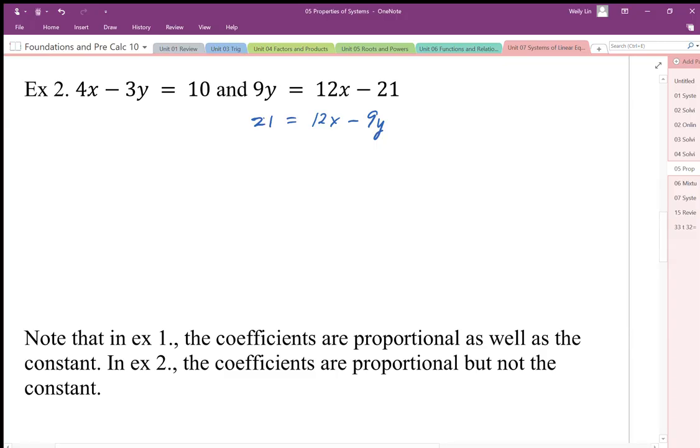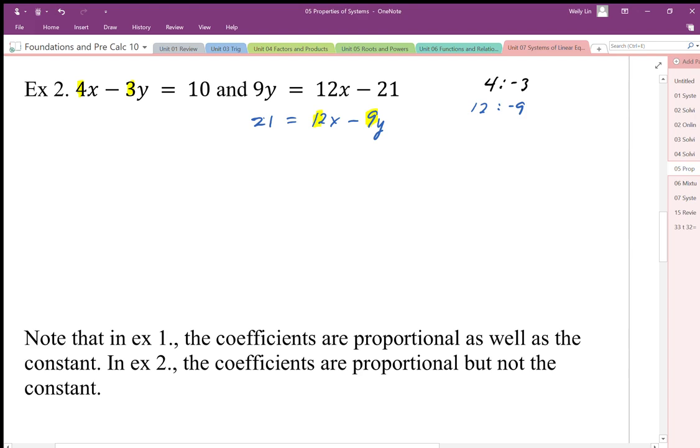Okay, so again, the ratio of the coefficients on x and y is the same. So in one case, I have a 4 to -3 ratio for equation 1. And for equation 2, I have a 12 to -9 ratio. This is the same ratio. Okay, so these are parallel lines.